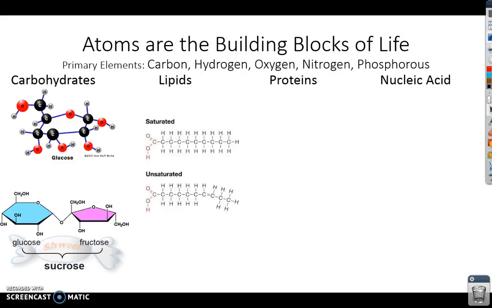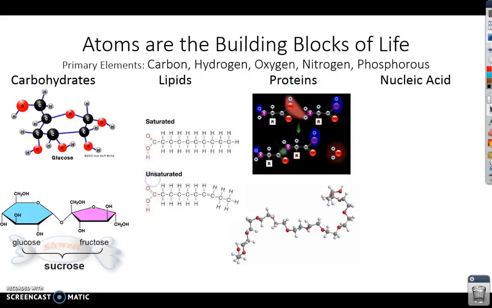You can see for lipids, we have two different types. We have saturated and unsaturated. You can see that in our saturated molecule, here's a hydrogen and oxygen, otherwise carbons all across that backbone, and hydrogens coming off of them. Even unsaturated, the only difference is we have a double bond right here. Otherwise it's all carbons, hydrogens, and some oxygens coming off there as well. So still just those three elements that we're looking at.